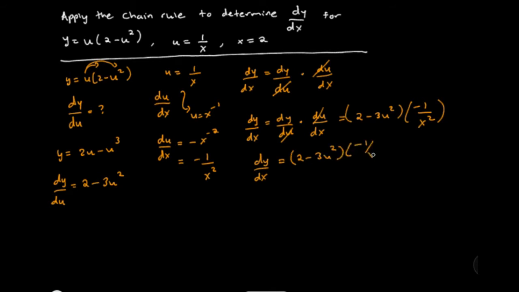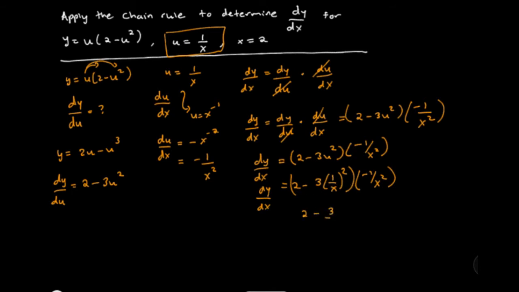You want to make sure that all the u's are in terms of x. So to do that, you want to do a substitution. You know that u is equal to 1 over x, right? So you're going to substitute that for u. So you're going to get 2 minus 3 times 1 over x squared, times negative 1 over x squared. And when you simplify this, you get 2 minus 3 over x squared times negative 1 over x squared.